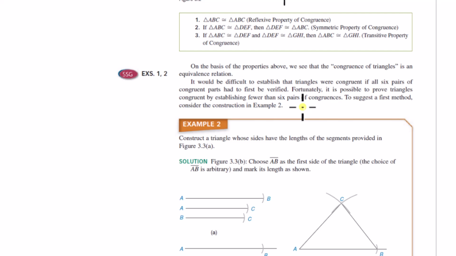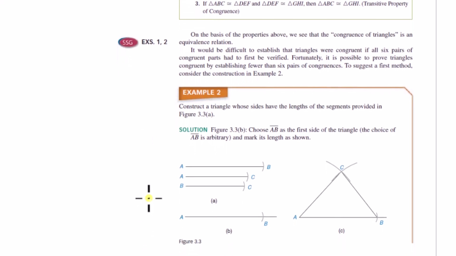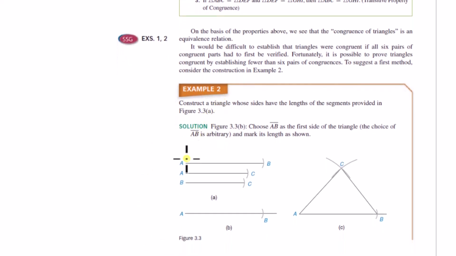Okay, but what portion? If we can just verify that 2 corresponding sides are the same length, is that enough to say that the 2 triangles are congruent? Maybe a side length and an angle? All right, so it says to suggest a first method, let's look at this construction here in example 2. So what they do is they give us these are 3 sides of a triangle. So really they're specifying side lengths is what they're doing.